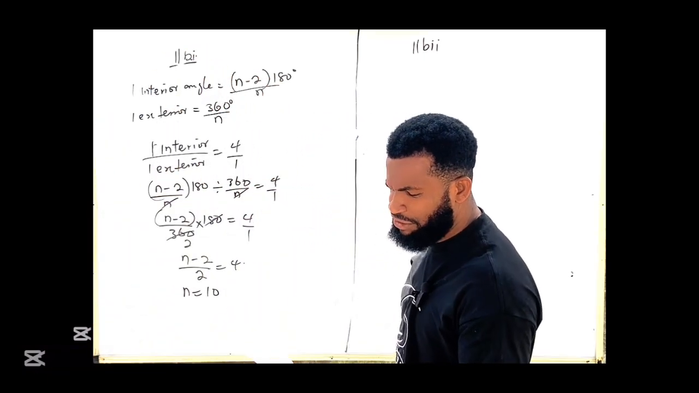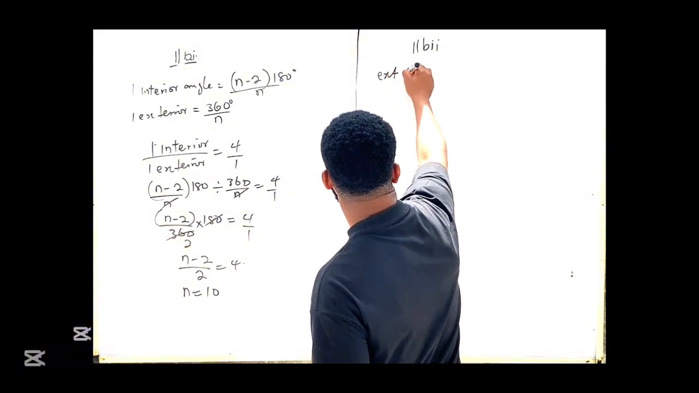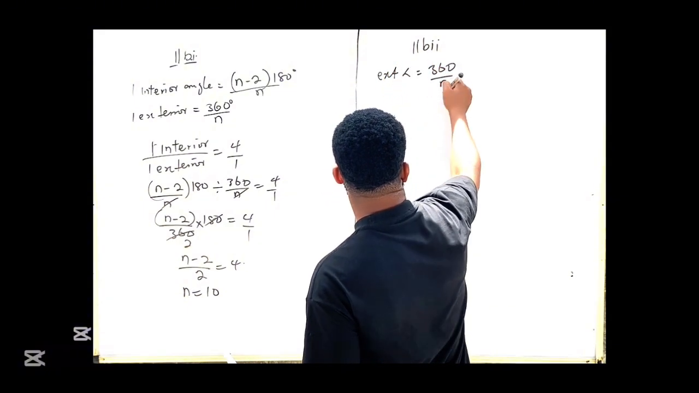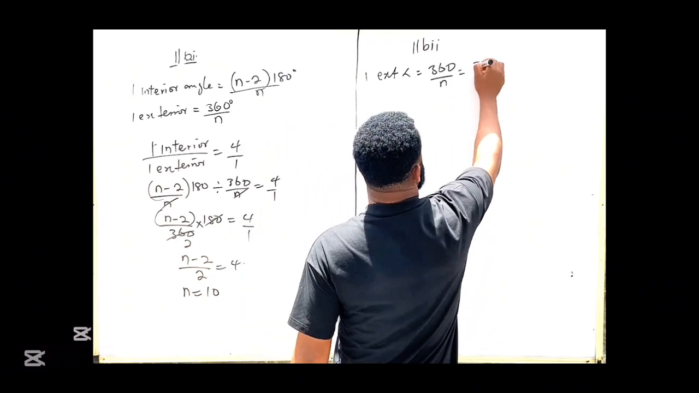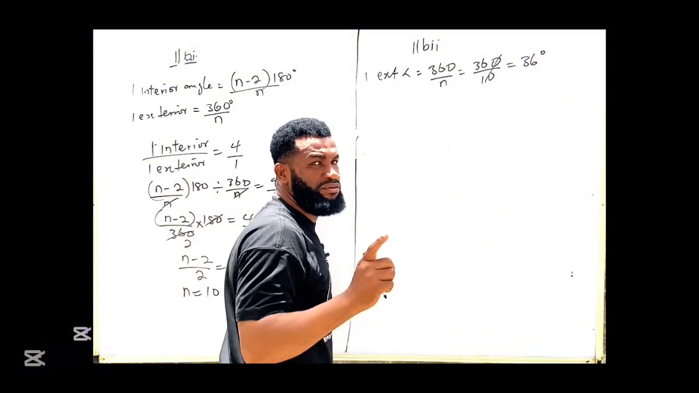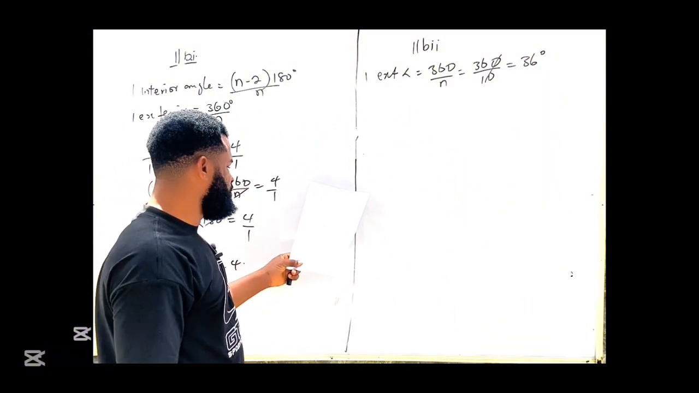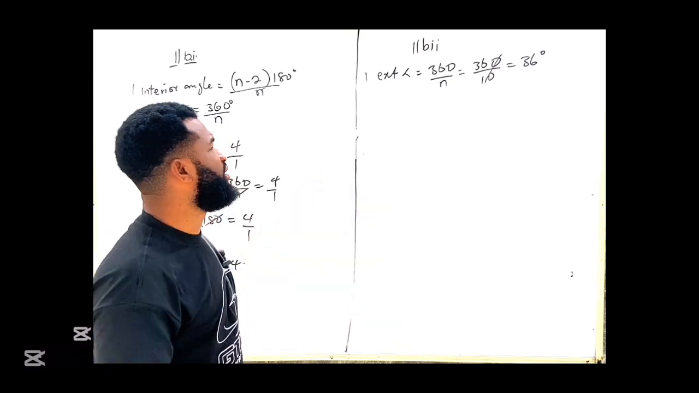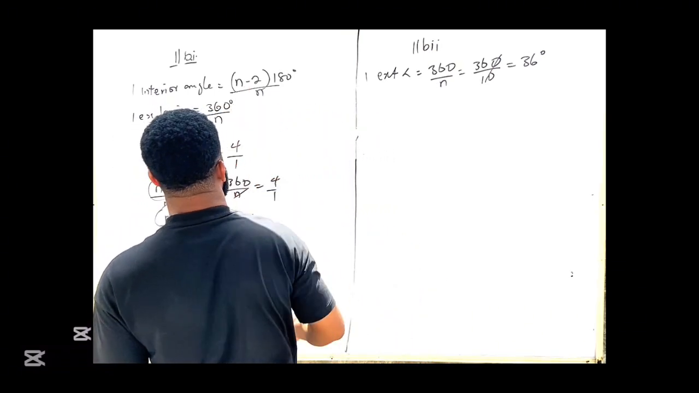11BII means find the value of the exterior angle. Exterior angle is 360 over n. This is one exterior angle, and that is what I'm looking for. And that means 360 divided by 10, which is 36 degrees for one exterior angle. And find the value of the sum of the interior angle. Sum of the interior angle is given as this.